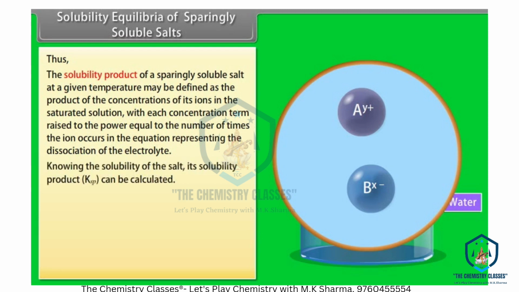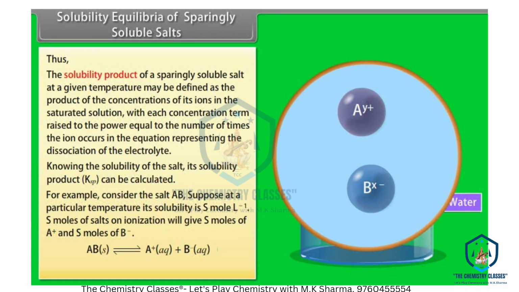Knowing the solubility of the salt, its solubility product can be calculated. For example, consider the salt AB. Suppose at a particular temperature, its solubility is S mol L^-1. S moles of salt on ionization will give S moles of A+ and S moles of B-. Ksp is equal to the concentration of A+ into the concentration of B-, which is S into S, equal to S squared.